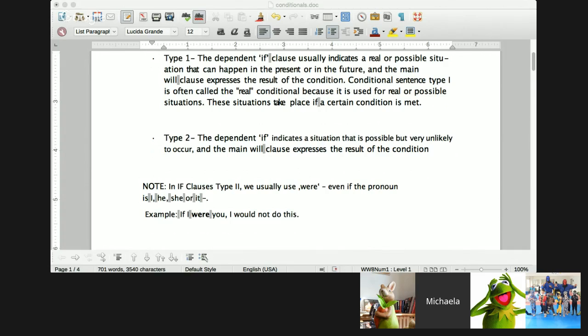So the note below type 2 is a little bit unusual and irregular. Usually I would say she was or he was, but with conditional type 2, you usually will not say that. If you're using it formally or in the more traditional way, you'll say, if I were you, if she were you, if it were you. You're going to say were all the time, no matter the pronoun. However, if you do forget and use was, it's okay because that's something that native speakers also do.